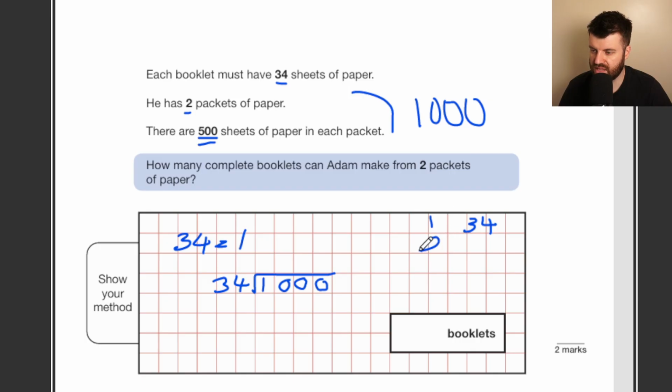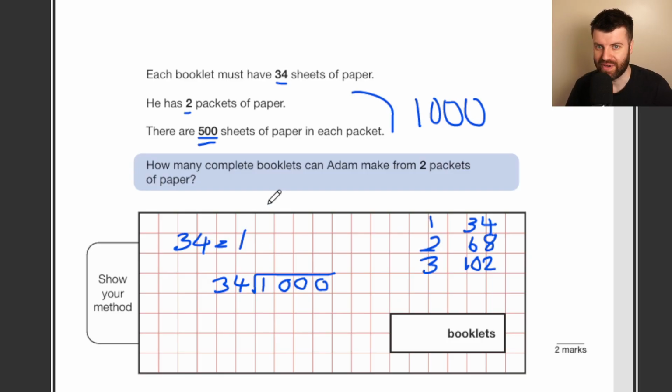1 34 is 34. 2 34s are 68. 3 34s are 102. Okay, so I'm just adding 34 each time to make sure I get the right answer. So 34s into 10, don't go. No, I didn't go. We're going to do 100.